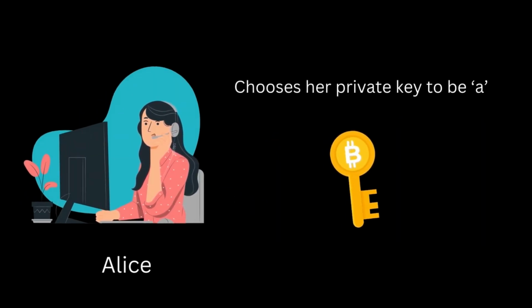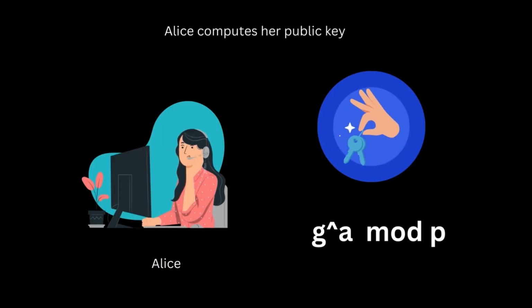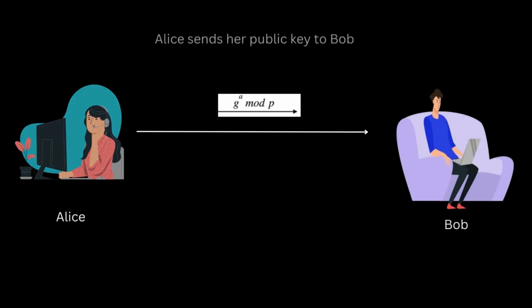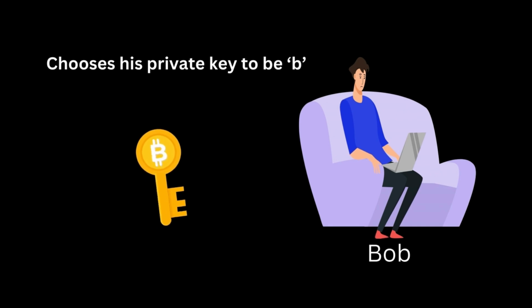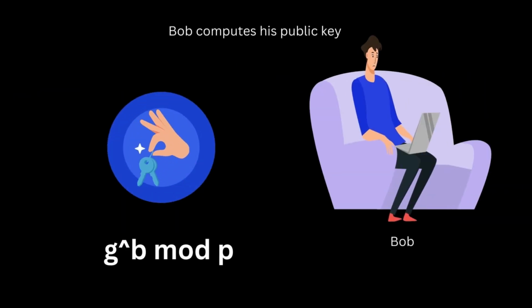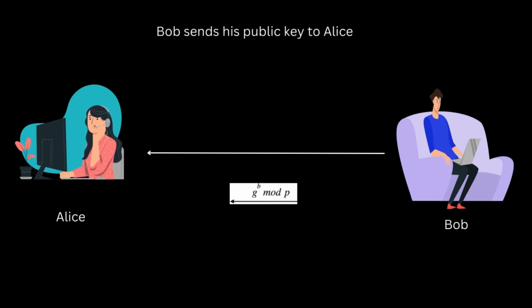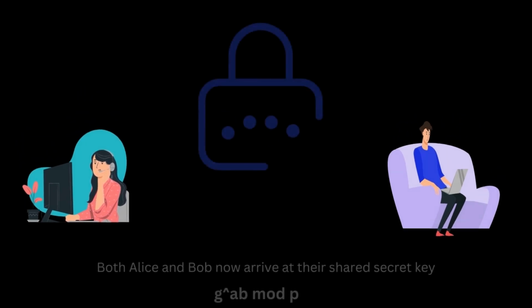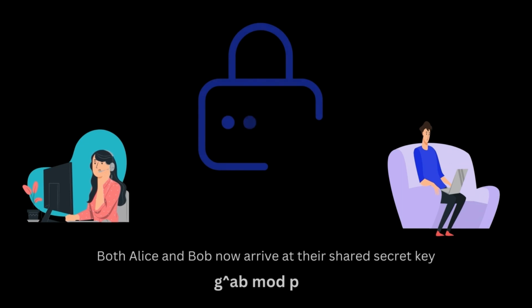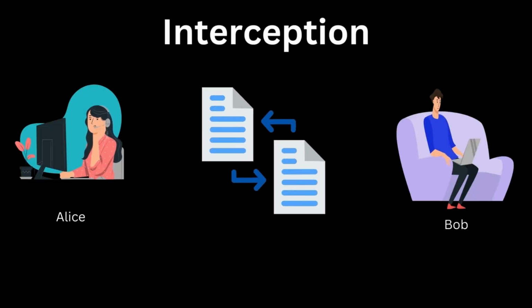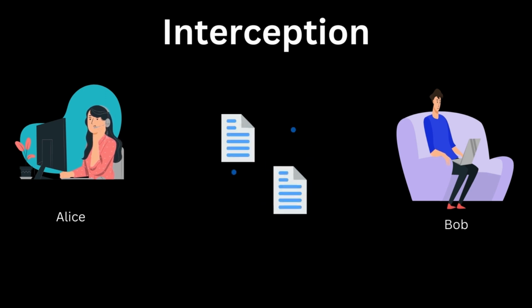Consider Alice chooses her private key to be a. She then computes her public key as G to the power a mod P. She then sends this public key to Bob. Bob chooses his private key to be b. He then computes his public key as G to the power b mod P. Now Bob sends his public key to Alice. Both Alice and Bob perform computations to arrive at their shared secret key, G to the power ab mod P. This is what happens in a normal DH key exchange.